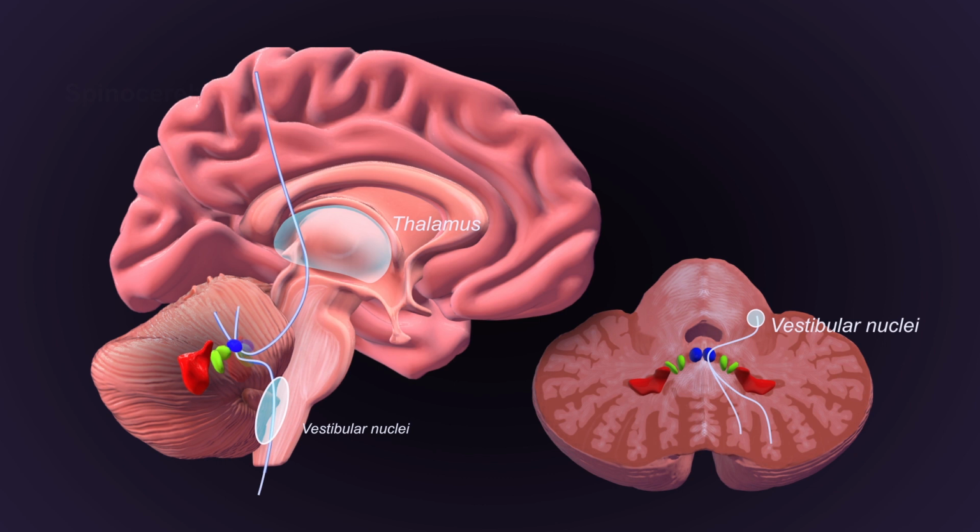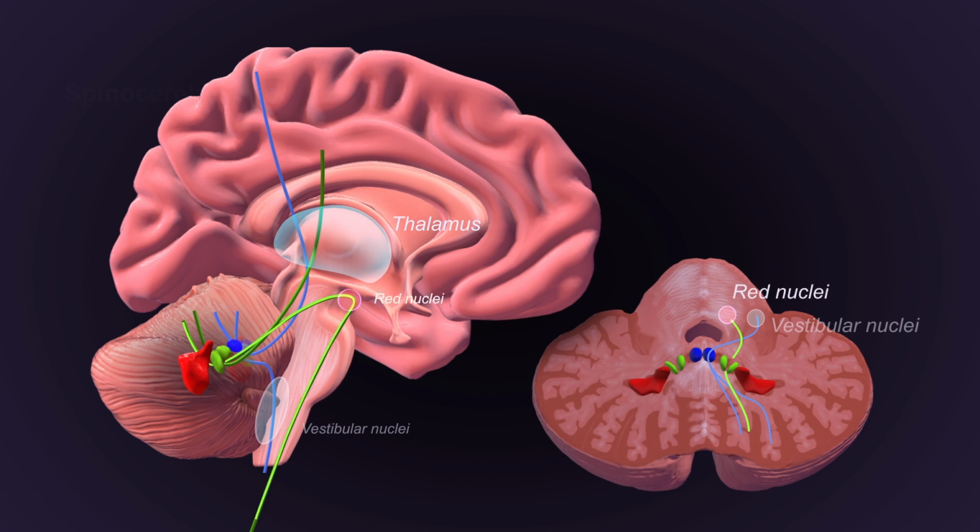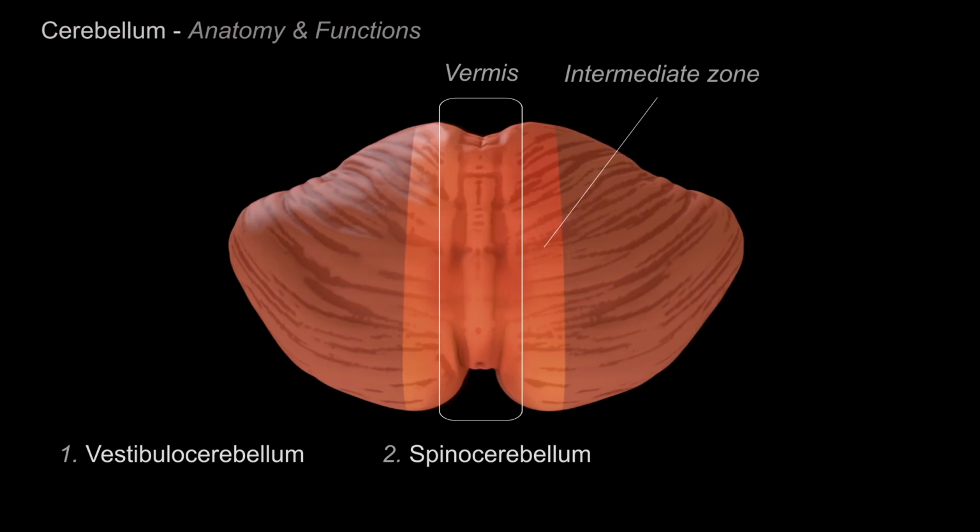Outputs from the intermediate zone project to the interposed nuclei. Axons descend through the red nucleus to the rubrospinal tract. Ascending projections go to the thalamus and the primary and supplementary motor cortex. The spinocerebellum is somatotopically organized by functional activities, such as the hand is located near the mouth. The axial muscles are located in the vermal region and the limbs in the intermediate regions. Dysfunction in this region of the brain results in hypotonia.